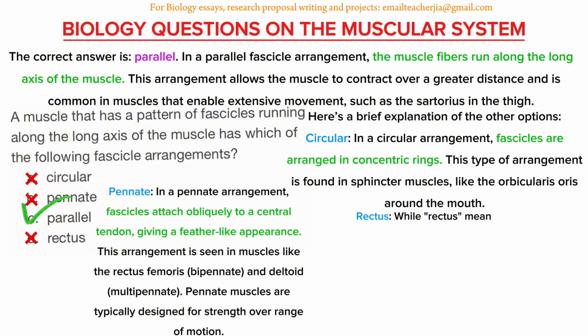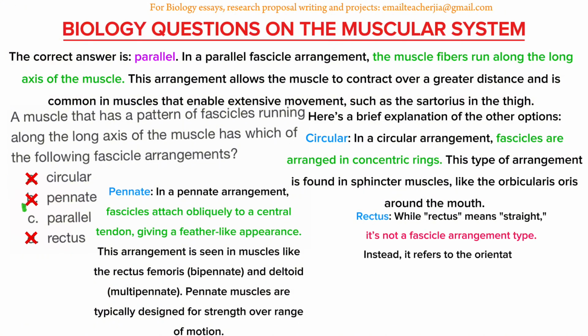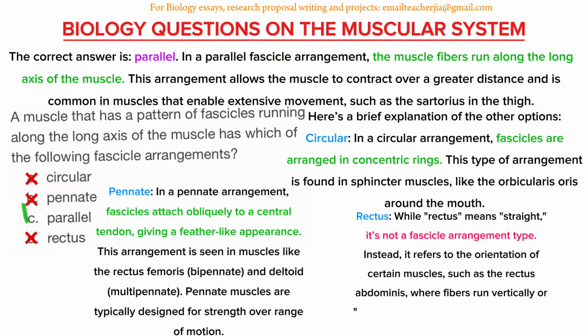Rectus. While rectus means straight, it's not a fascicle arrangement type. Instead, it refers to the orientation of certain muscles such as the rectus abdominis, where fibers run vertically or straight along the body. These muscles typically have a parallel arrangement. So our answer was parallel.